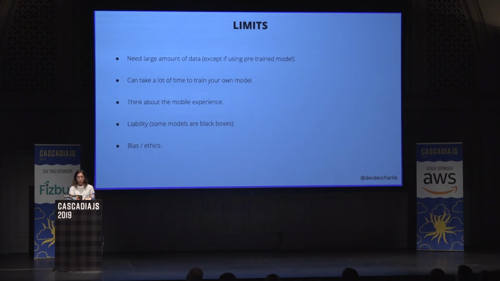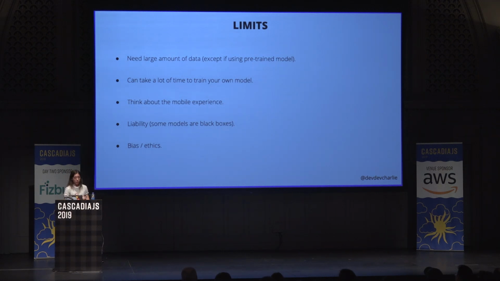Things are going to get smaller, and then you will be able to build more performant applications. But you need to know about that before you start building something. In terms of liability, sometimes you don't really know how an algorithm decides or gives you a certain prediction. And depending on what you're trying to build, you could have some legal consequences if you can't explain why a model has made certain predictions.